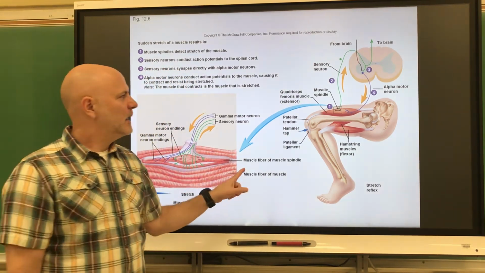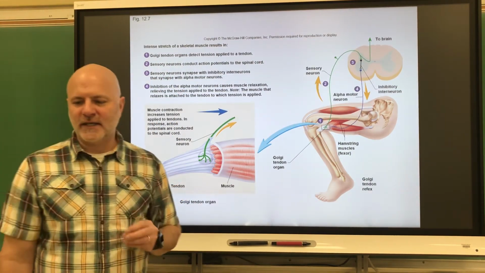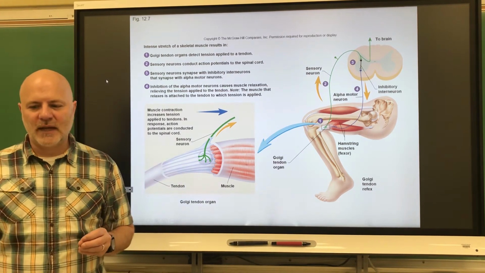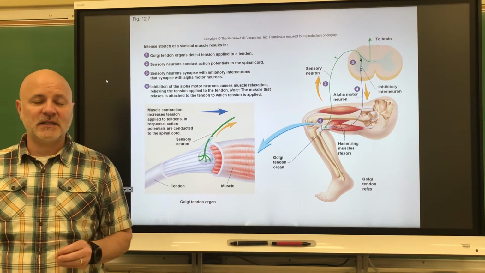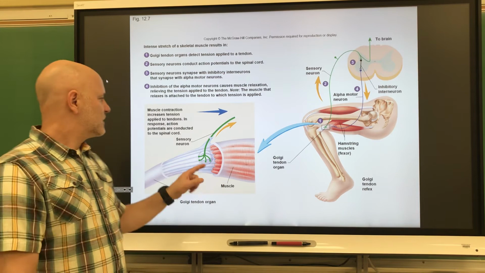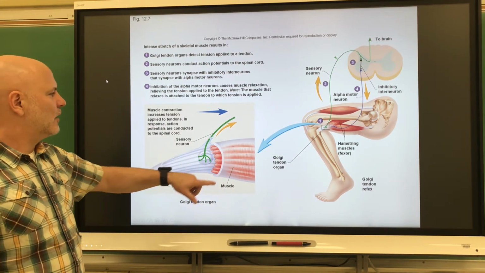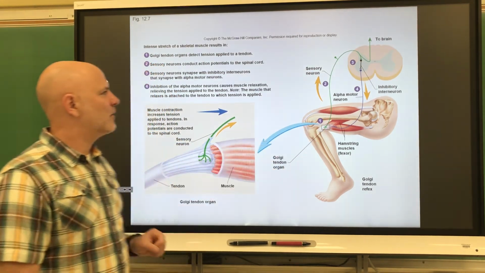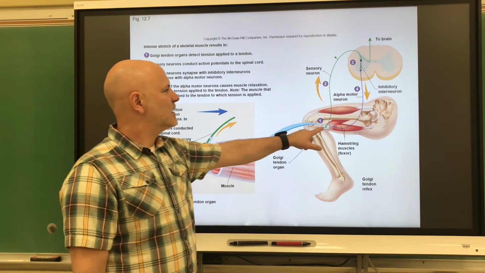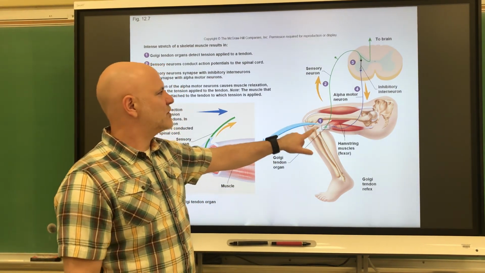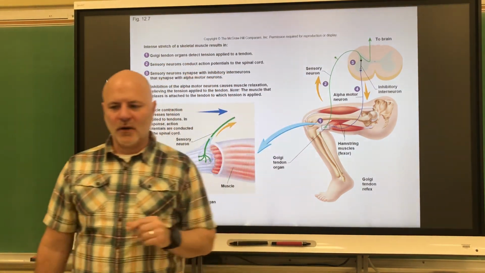All right. Next is a Golgi tendon reflex. This prevents contracting muscles from applying excessive tension to tendons. So this is that Golgi tendon organ, which is found within the tendons, and when that gets stretched too much, well, we're going to reduce the tension there.